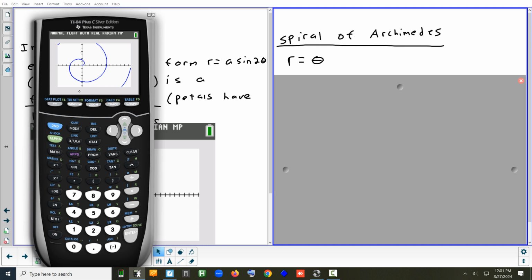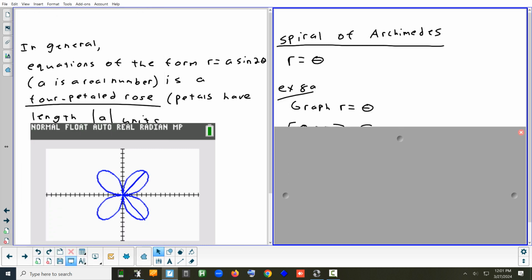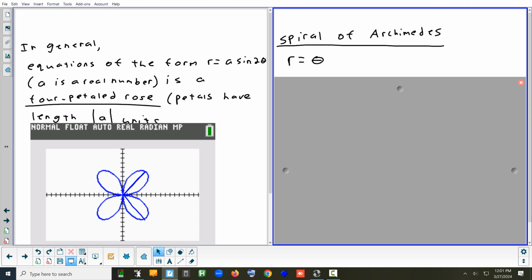Is that related in any way to the golden ratio thing? I'm not actually 100% sure. I don't know. It might be. I'd have to look it up.